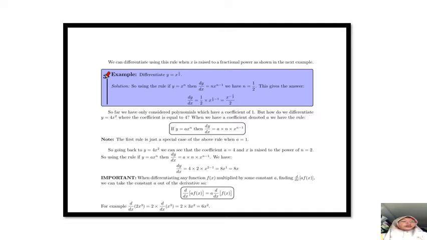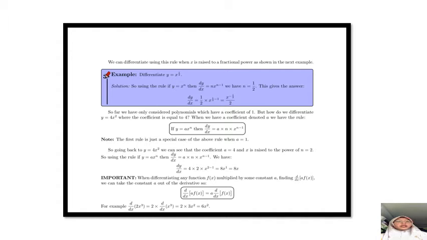So far, we have only considered polynomials which have a coefficient of 1. But how do we differentiate y equal to 4 x power of 2, where the coefficient is equal to 4? When we have a coefficient, we have the rule: if y equal to a x power of n, then dy over dx is a times n times x power of n minus 1. The note here is the first rule is just a special case of the above rule when a equal to 1.